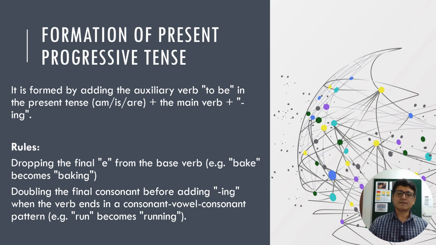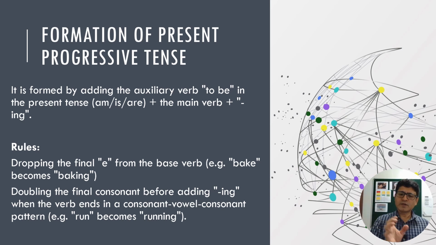Now, how is it formed? As you saw in the examples, it is formed by adding the auxiliary verb to be in the present tense, am, is, are, then the main verb. But the main verb will end with ing. Now, what are auxiliary verbs? Auxiliary verbs are the verbs which help us in determining the tense or mood. So verbs like have, is, am, are, was, were, and can, could, these are called auxiliary verbs.